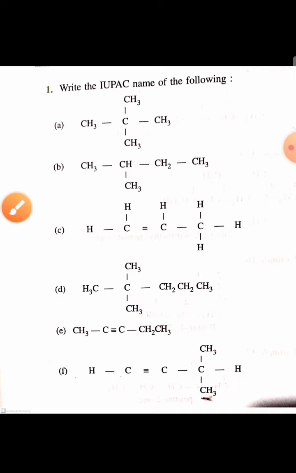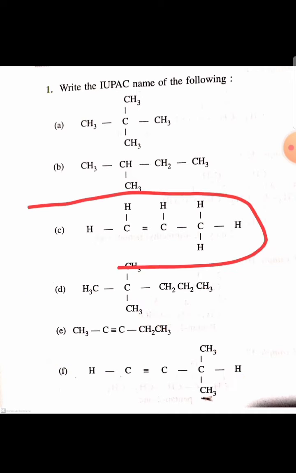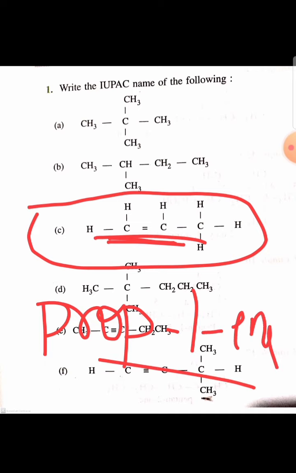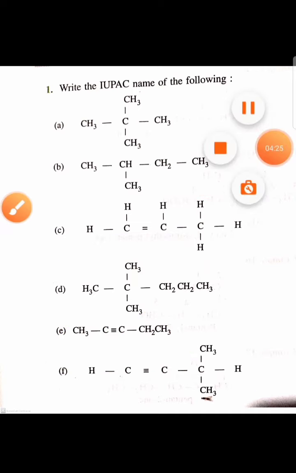Next structure, in this case you can find 3 carbon atoms in a straight chain, so the root word is prop. Between the first and second carbon atom you can find a double bond, so the suffix is ene. We have to give preference to the least numbering, 1, so the name is prop-1-ene. Prop-1-ene is the right answer.